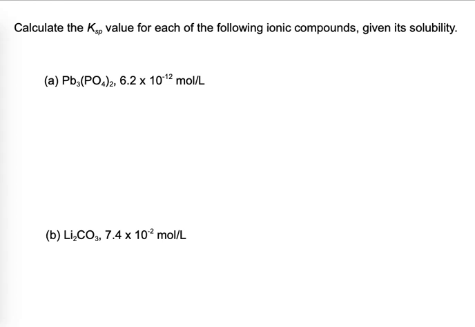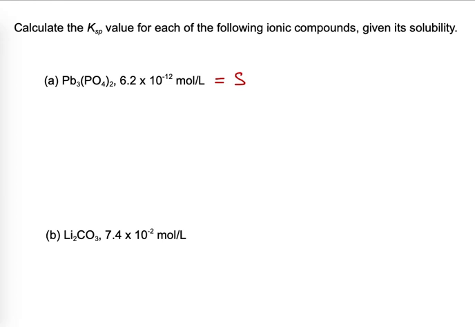Here, we're going to calculate the Ksp values for each of the following, given its solubility. By the way, for the first one, lead-2 phosphate, the solubility is given as 6.2 times 10 to the negative 12 moles per liter. That means when I have achieved solution equilibrium, when I've dissolved and dissociated as much of the salt as I can, I will have 6.2 times 10 to the negative 12 moles of lead-2 phosphate for every liter of solution.